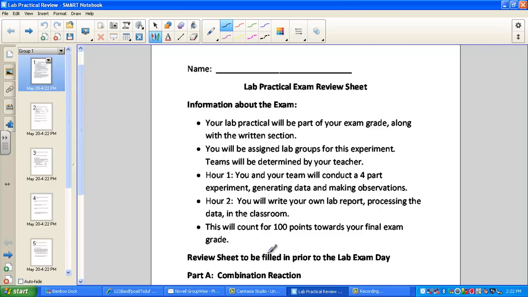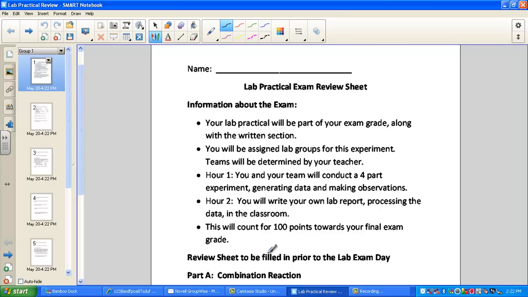In the first hour of our 2-hour block, you and your team will conduct a 4-part experiment. You'll be generating data and making observations together as a team. Then in hour 2, we will come back into the classroom, and each student on their own will be writing their own lab report, processing the data that you recorded from the lab.